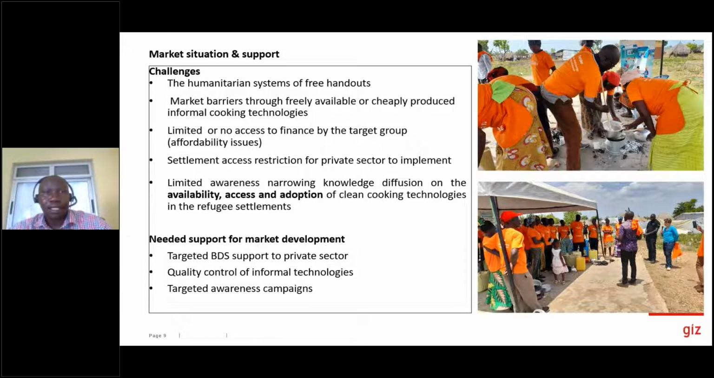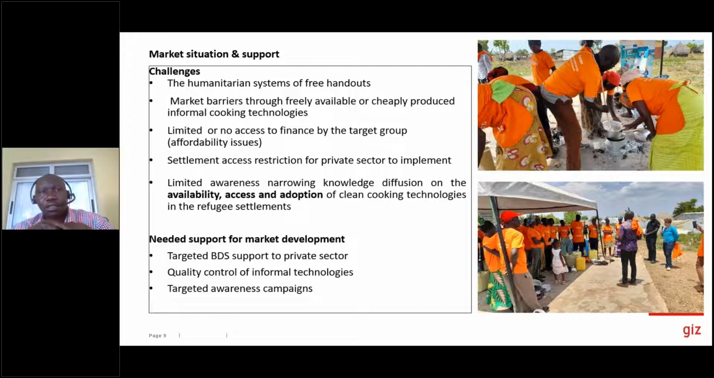But generally, in these markets, two settlements, we have seen that there has been freely available and cheap informal cooking technologies, where the issue of standards is a problem. Whereas we aspire to develop markets through these approaches, still the issue of standards has to be taken so that sustainably the market can thrive very well. Otherwise, when we have low standard products being sold in the same market with the high ones, it also has a challenge on the other stakeholders as well.